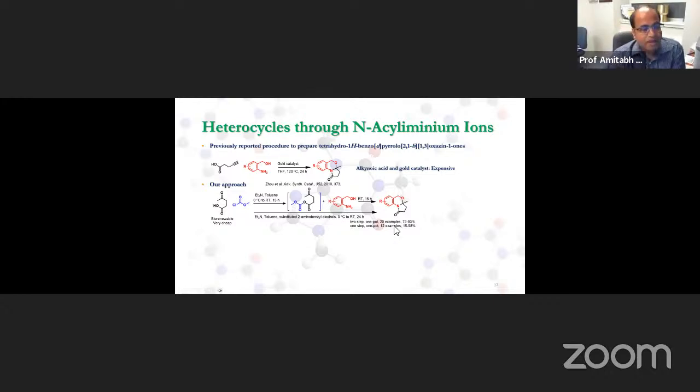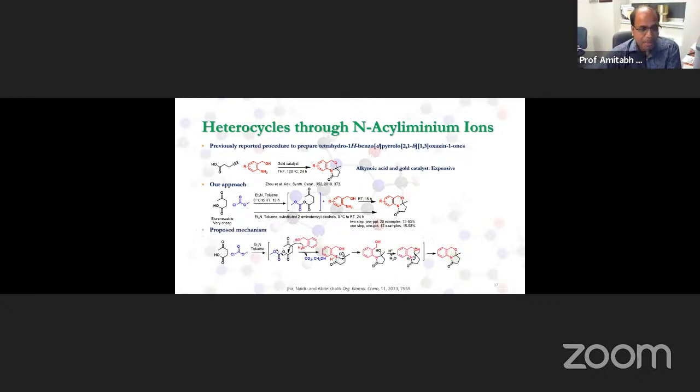In a few minutes. So this cyclization proceeded quite well, and we were able to obtain in one step as well as in two step a pretty good yield of the product. So mechanism is described here. Basically, the electrophile gets attacked by amine first, and then the internal cyclization, formation of N-acyl iminium ion, and the N-acyl iminium ion gets attacked by the hydroxy to produce the tricyclic product.